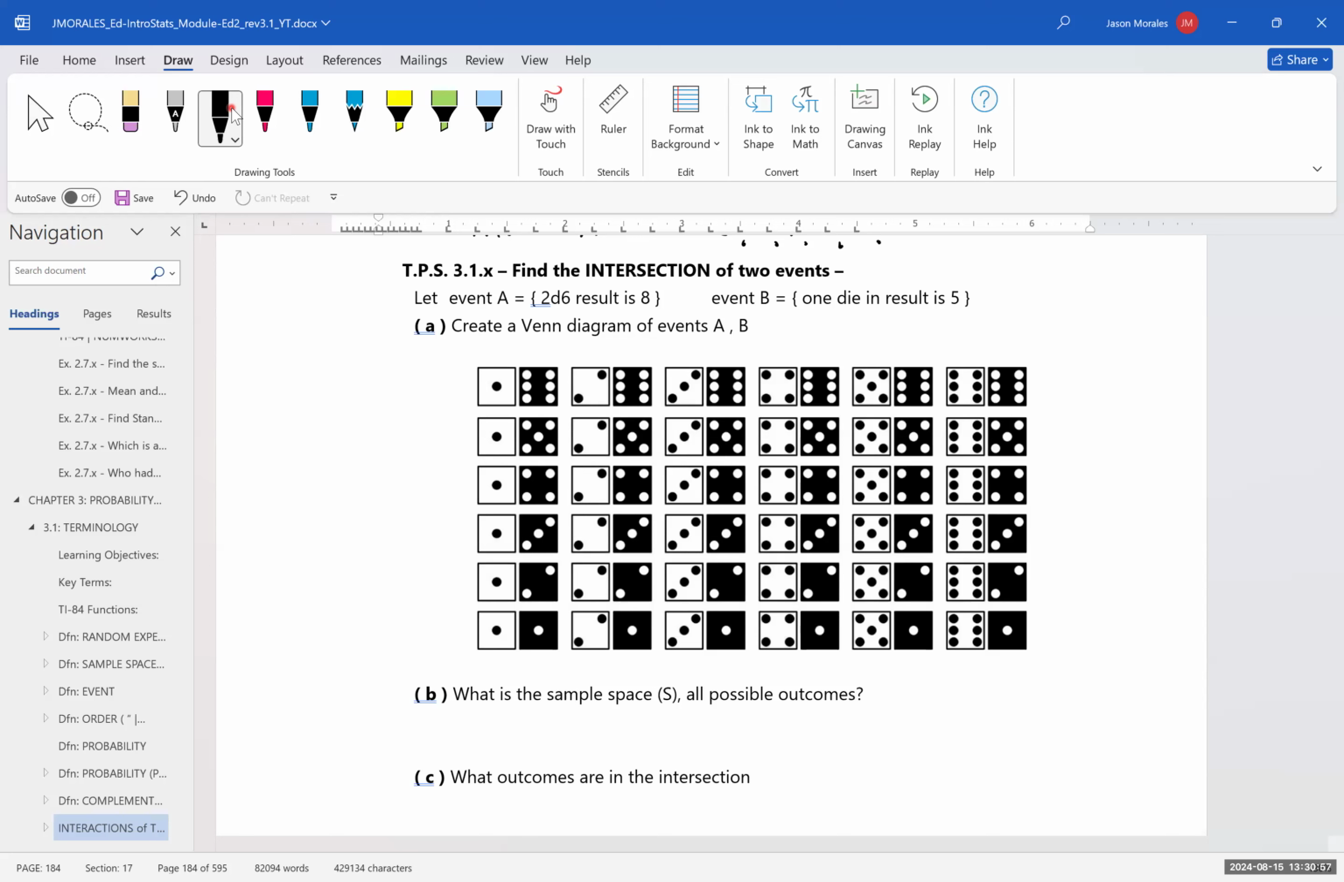All right, next, let's try and apply this idea of intersection of two events. Again, we're just focusing on creating the events and looking to see where their intersection is located, and then how many elements there are in that intersection. So here we've got another problem. This is dealing with two events around a sample space with two six-sided dice being rolled. And we need to figure out what the sample space is and what the outcomes are in the intersection. So go ahead and pause the video here and give this a try.